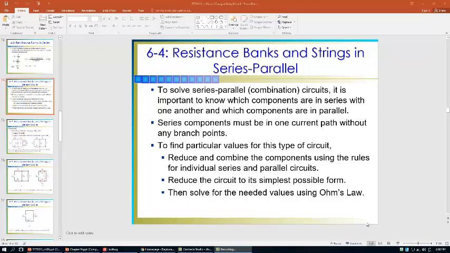Hello and welcome back. We will continue now with chapter 6. This will be the second part of the lecture for chapter 6, and we're going to pick up now section 6.4, resistance banks and strings in series parallel.